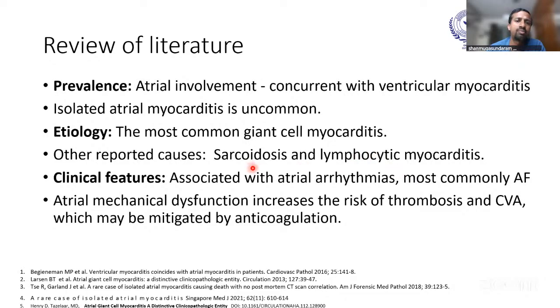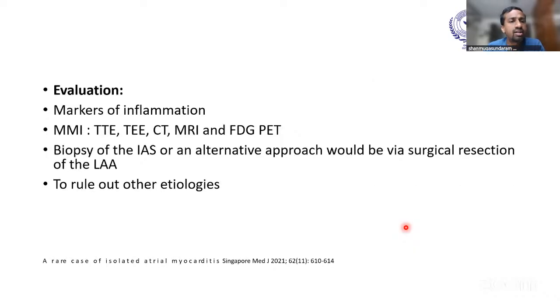There were other reported causes like sarcoidosis or lymphocytic myocarditis. So the atrial arrhythmias are associated, most commonly AF. Atrial mechanical dysfunction increases the risk of thrombosis and thromboembolism. Obviously, there is a definite indication for anticoagulation. So for evaluation, inflammatory markers and multimodality imaging are the key.